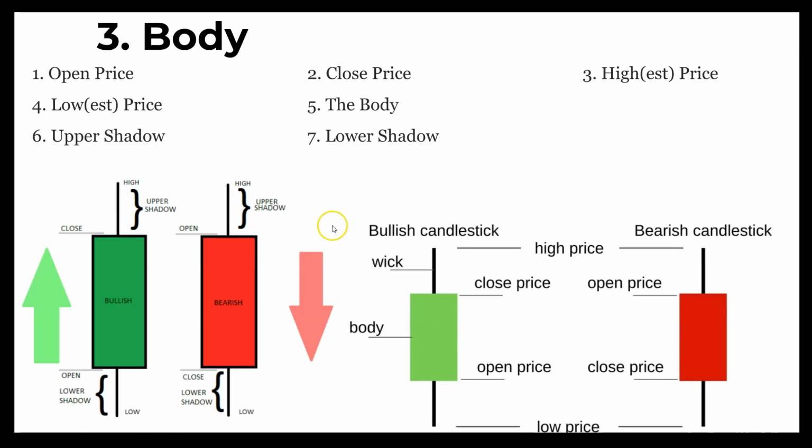Upper shadow is a line, the wick or the tail sticking out of the body or top of the candlestick, and it shows the length in which the stock traveled upwards. So this is the upper shadow, and it's going to be the upper shadow on both of them. The lower shadow is a line, the wick or the tail sticking out from under the body of the candlestick, and it shows the length in which the stock traveled downwards, or the currency.